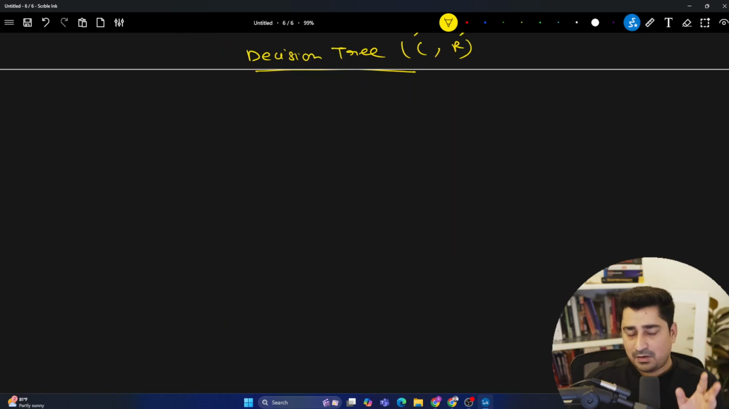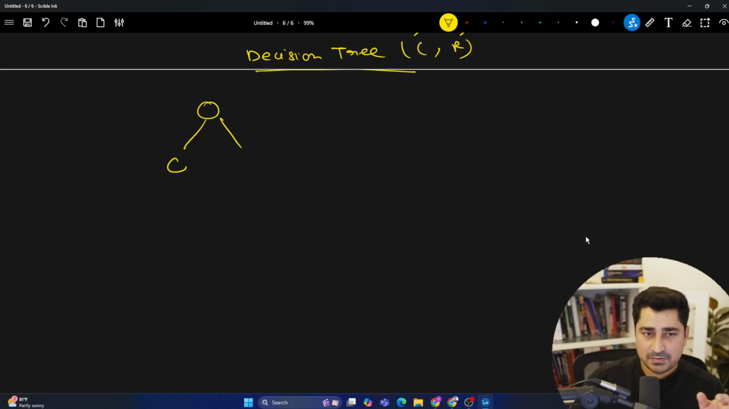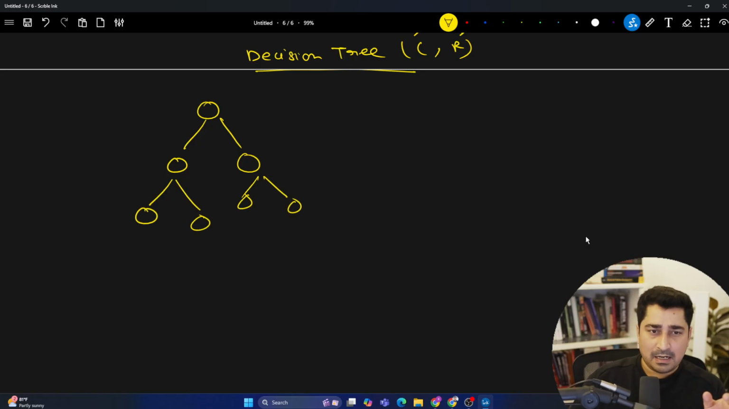Now, first of all, let's try to understand in a layman's way what a decision tree is going to do. A decision tree is nothing but something that creates a tree-like structure. Simple. How it creates that structure, I'll be talking about, but before that, just try to understand in a layman's way how things actually happen.